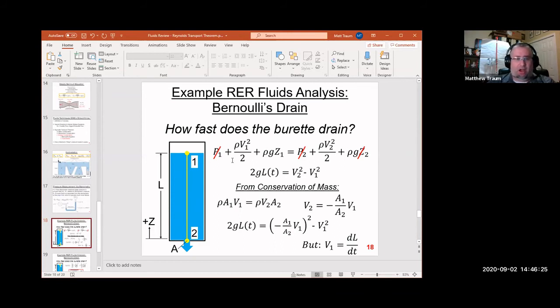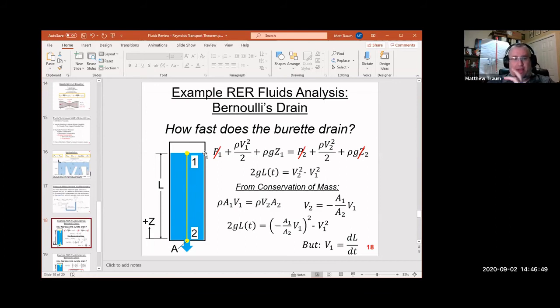The way that I would solve this problem is I would make the Bernoulli assumption, and I would create a streamline between station 1, which is at the top of the fluid, and station 2, which is at the bottom. The fluid is sitting in the burette, and it has a height of L. We're going to set the bottom of the burette, basically where the stopcock is, at z equals 0, and we're going to count upwards from there.